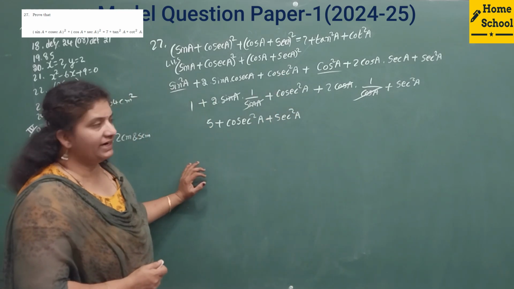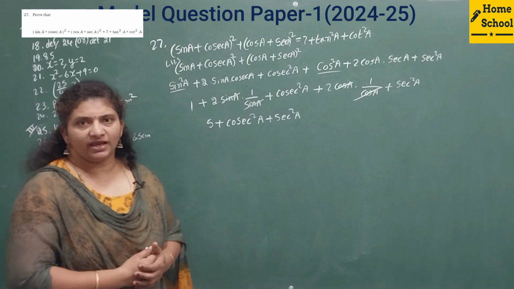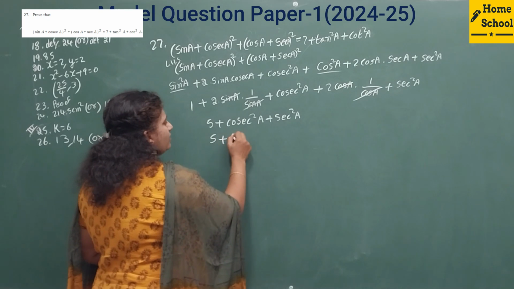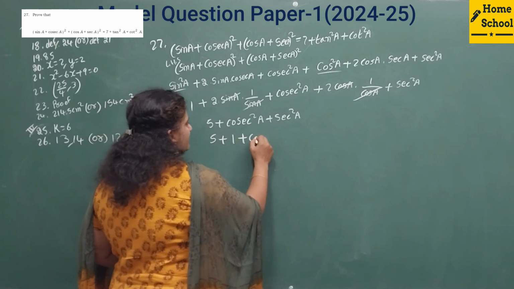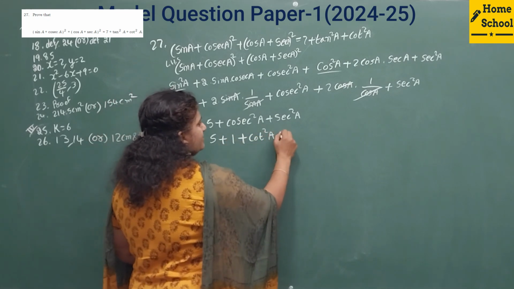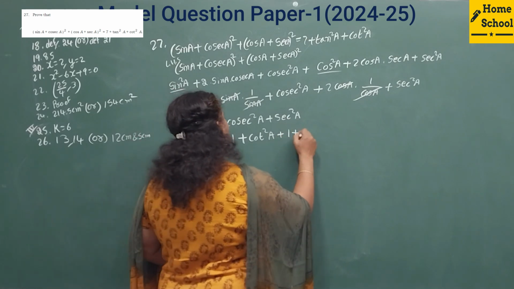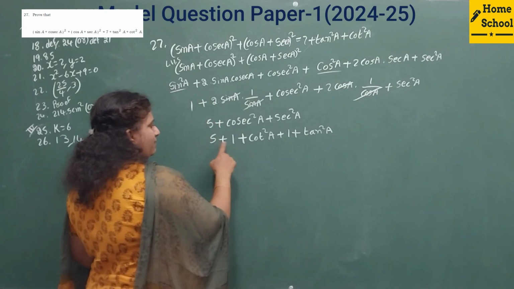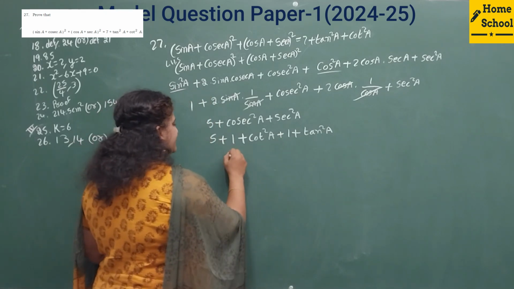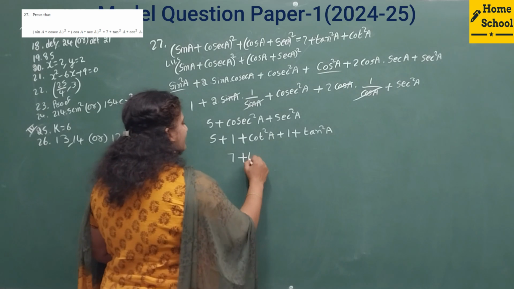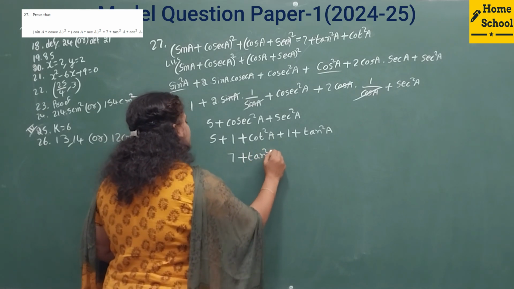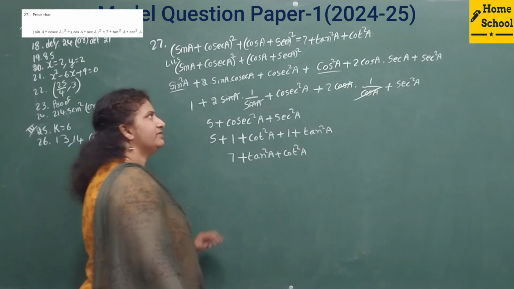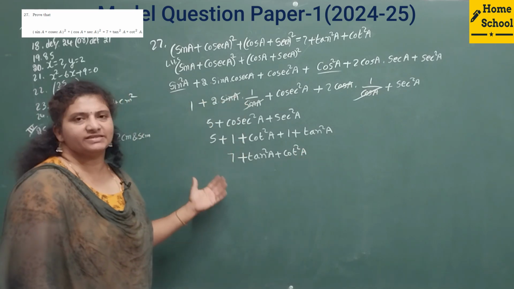Again I remember the identities. What is cosecant square A? It is 1 plus cot square A. Write that. Cosecant square A means 1 plus cot square A. Secant square A means 1 plus tan square A. 5 plus 1 is 6, 6 plus 1 is 7, plus tan square A plus cot square A. This is equal to RHS, hence it is proved.